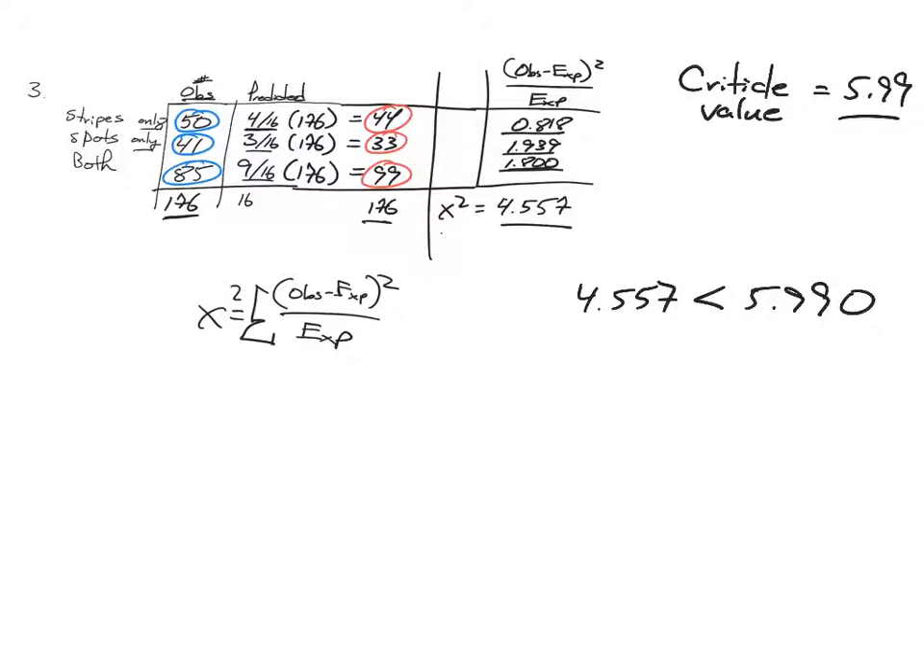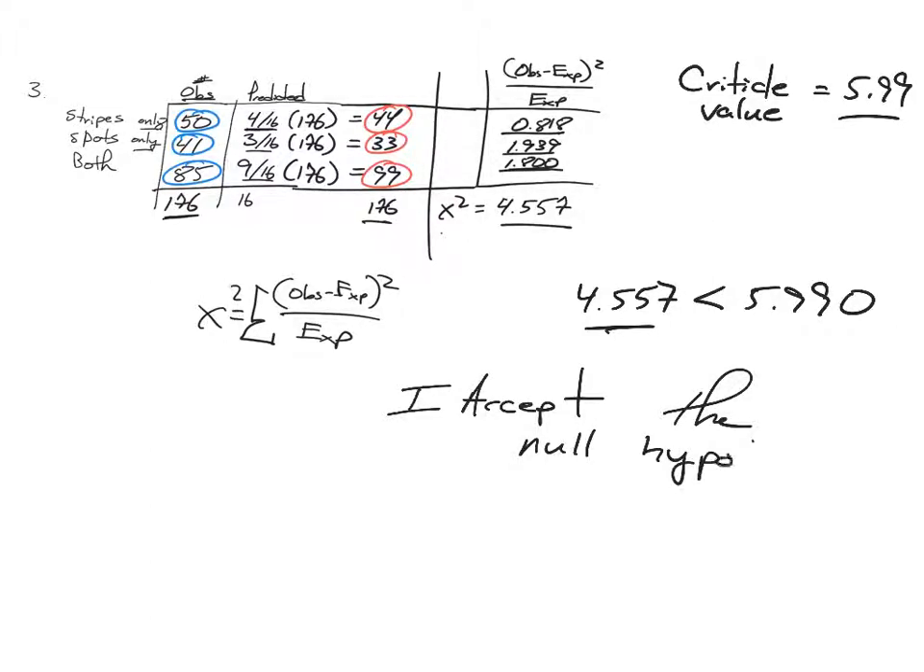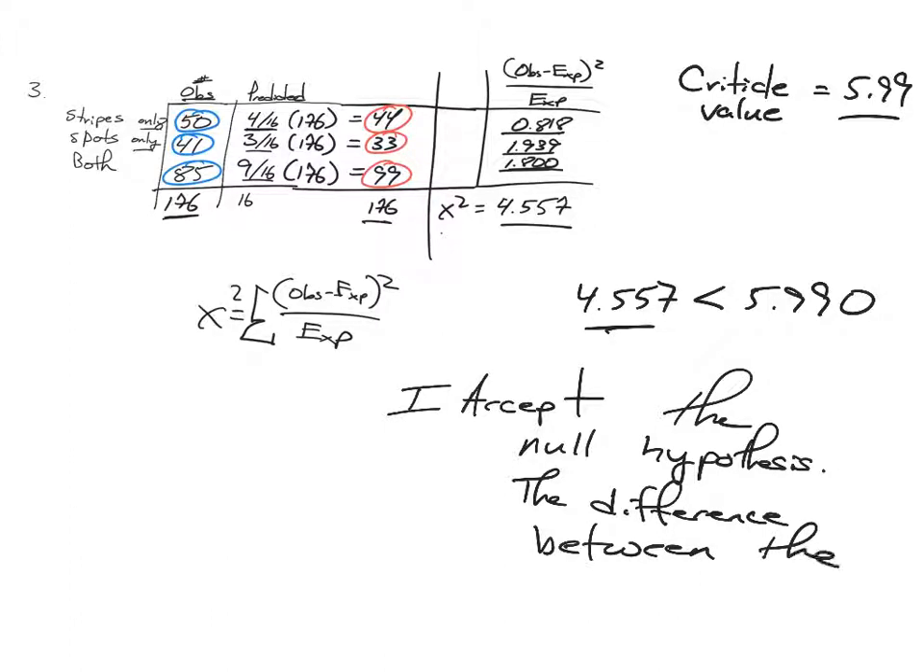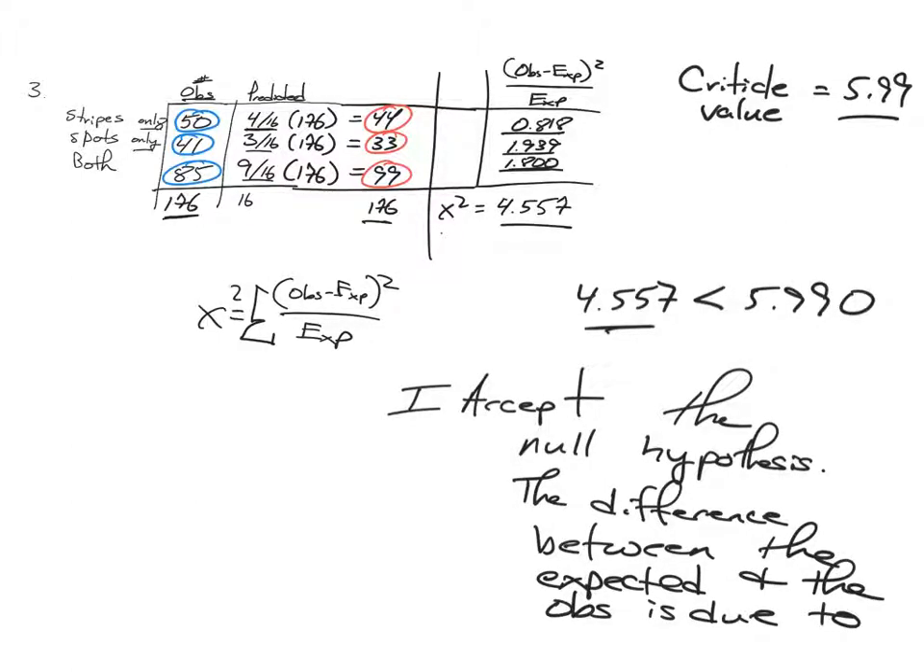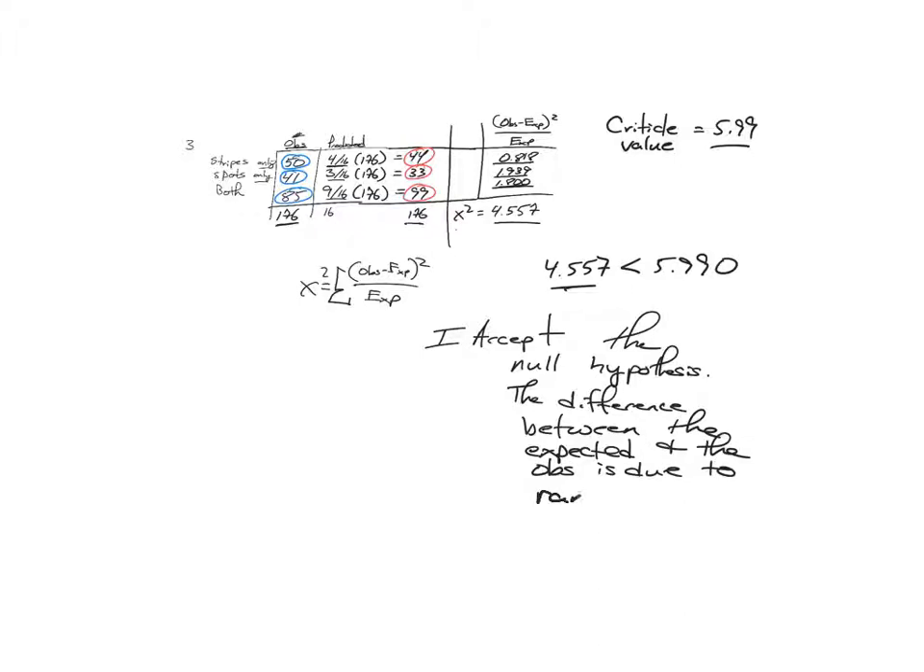And that's it. So what do we say? Since it is less, what does that mean? What does all this mean? Their chi-square is less than 5.99. We accept the null hypothesis. Look at how I'm writing this, because this is how I'm going to expect you to write it. I accept the null hypothesis: the difference between the expected and the observed is due to random events. Do we agree? That's it.